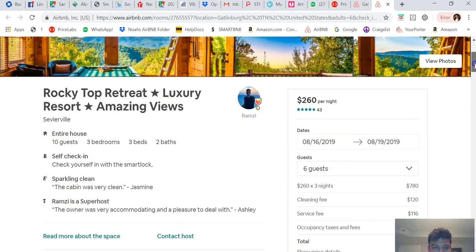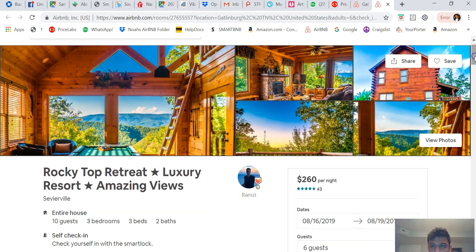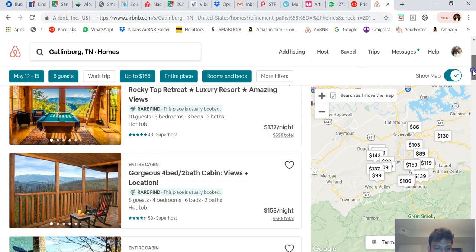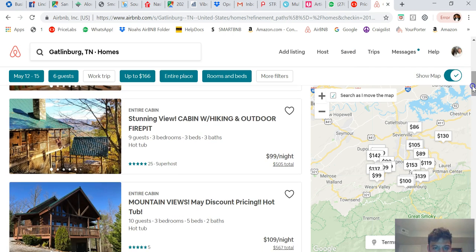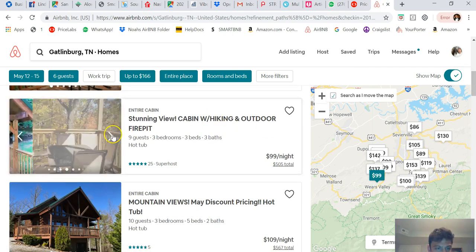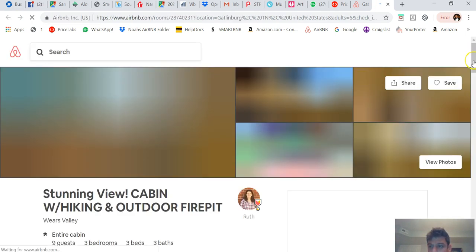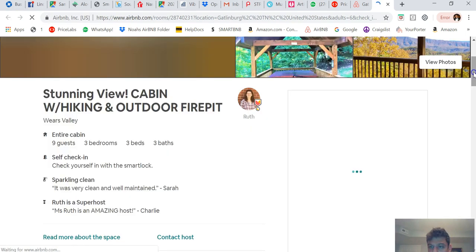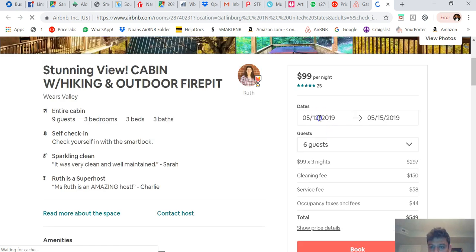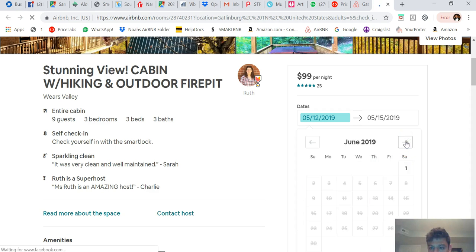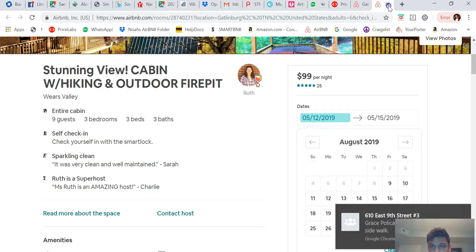Okay, so there you go. That's giving you an idea that perhaps we should find a property which is a bit more comparable to ours. Let's try this one. So this property, you can see they're also booked all the way through June. Seems like it. In July, part of August.